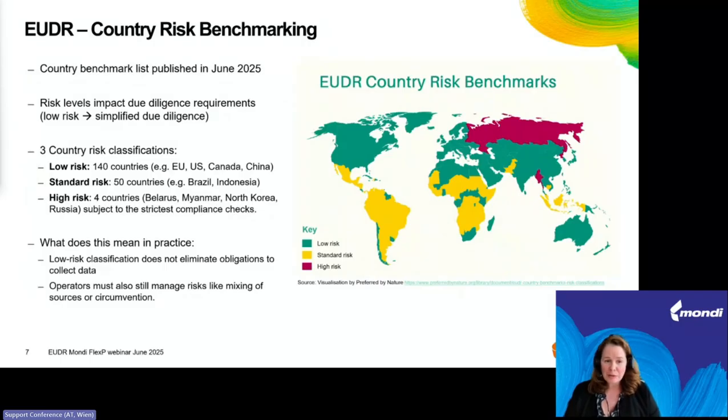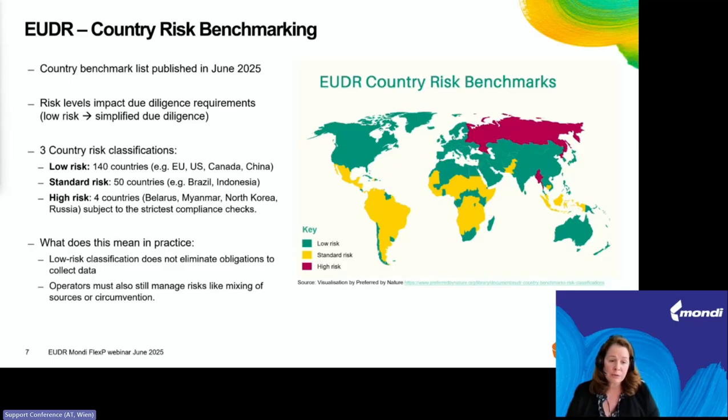So when it comes to the country risk benchmarking, because this is quite new, we also wanted to do a little bit of a deeper dive on this one. As I said, it's just come out. It is important because the risk levels, of course, have a big impact on the due diligence requirement. Lower risk means that you have a simplified due diligence. You have less that you need to do.